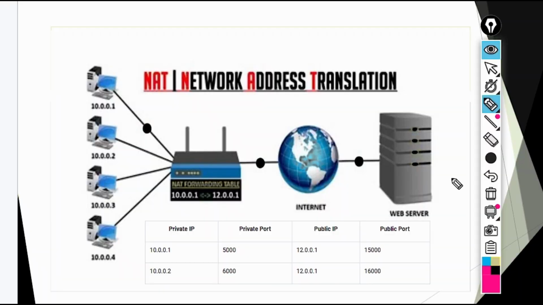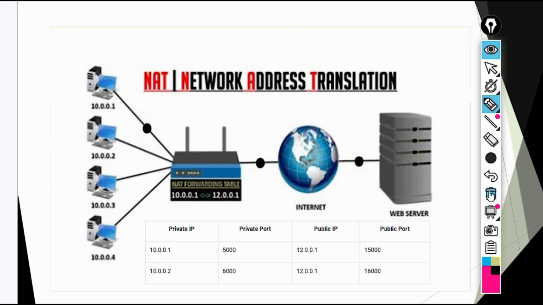The next important topic is NAT, that is network address translation. Let's take an example of a simple office setup with 4 computers interconnected in a LAN. The first computer's IP address is 10.0.0.1, the second is 10.0.0.2, the third is 10.0.0.3, and the fourth is 10.0.0.4. These interconnected computers are connected to this router, and to the internet and web server.